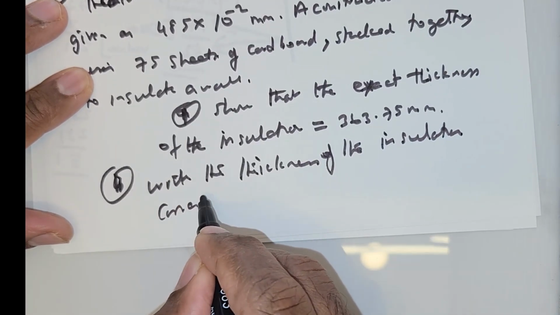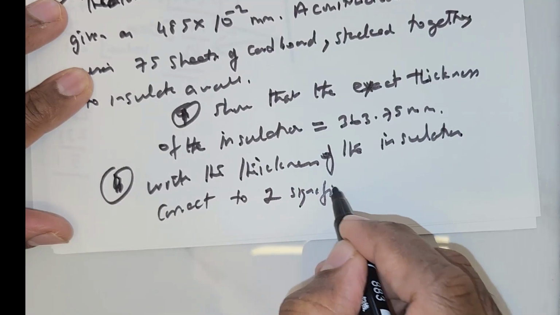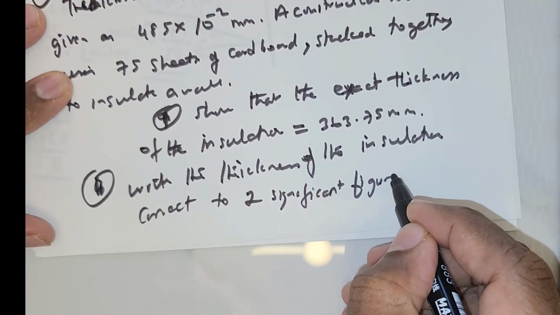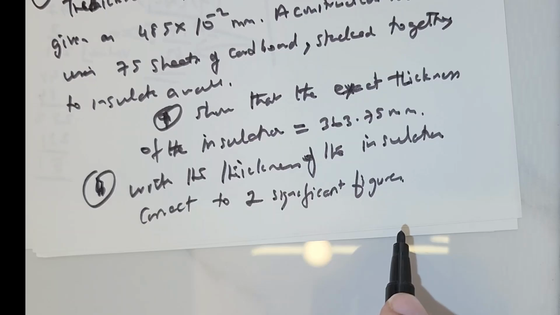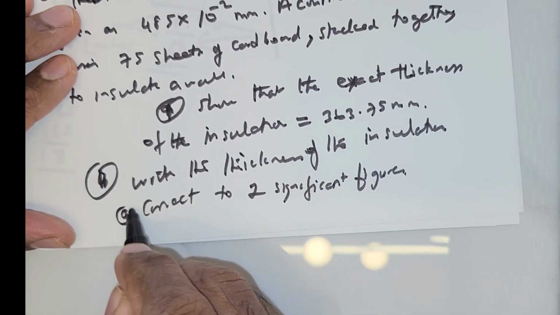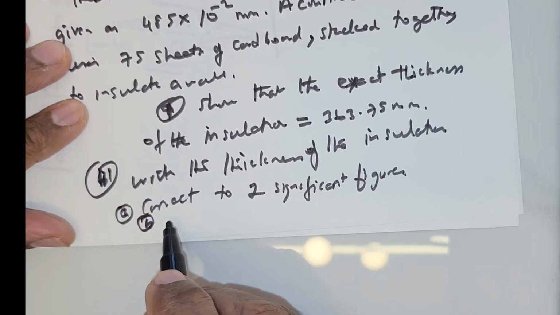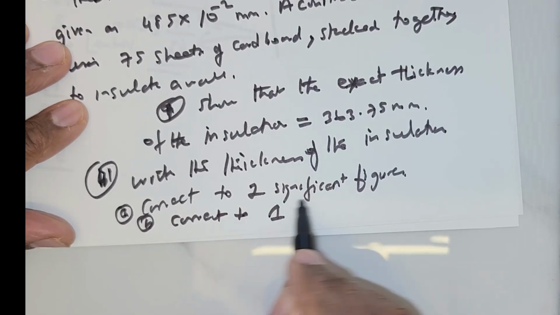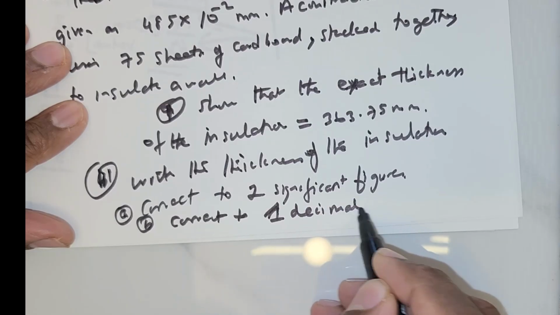Correct to two significant figures. Okay, and the next part is, this is part A, and part B is correct to one decimal place. This is two significant figures, this is one decimal place, so both are different.